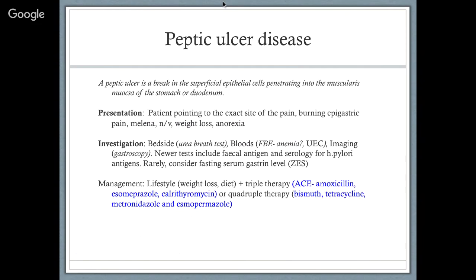And I've highlighted the triple therapy and the quadruple therapy in blue because it's really examinable. It's an easy multiple choice question. So know the acronym ACE: amoxicillin, esomeprazole and clarithromycin for management of peptic ulcer disease, or quadruple therapy, so bismuth, tetracycline, metronidazole and esomeprazole. So esomeprazole is the PPI, amoxicillin and clarithromycin are obviously antibiotics. Any questions?